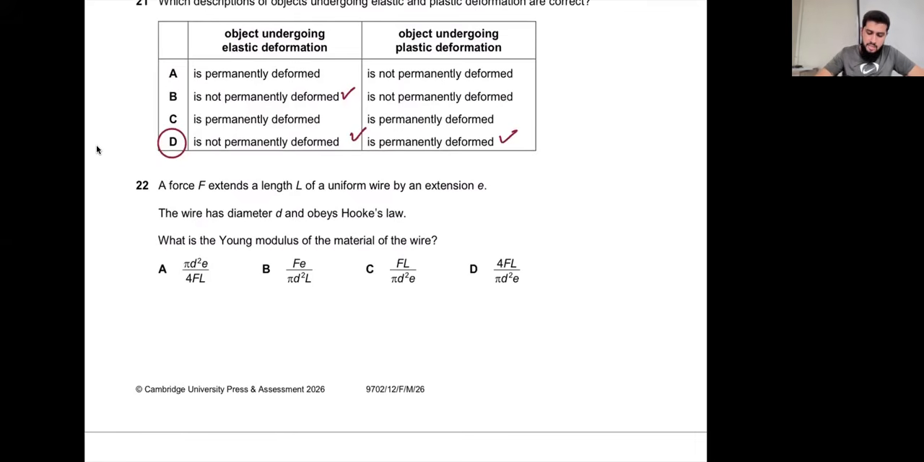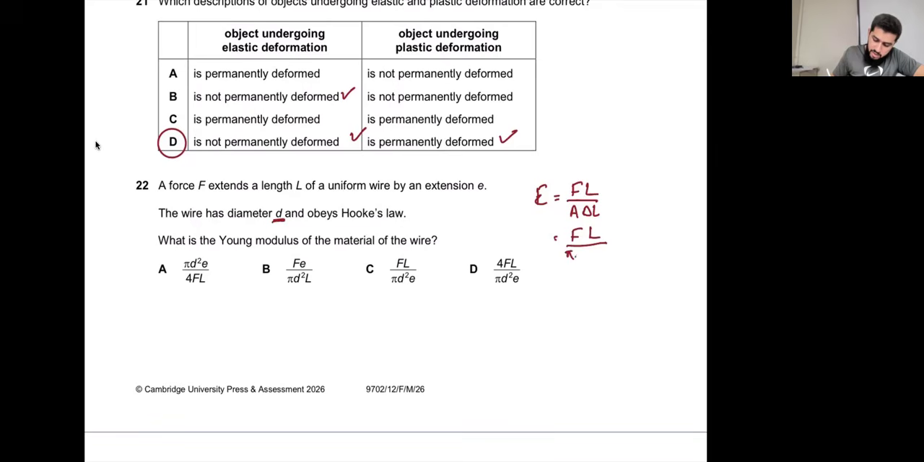A force F extends a length L of a uniform wire by an extension of E. The wire has a diameter D and obeys Hooke's law. What is the Young modulus of the material of the wire? So Young modulus is FL over A delta L: force into length upon area into change in length. Force is F. Original length is L.